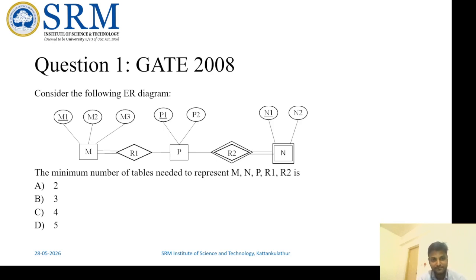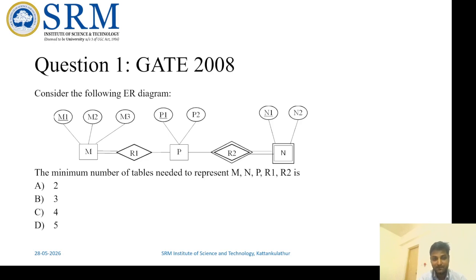But the thing is, in the question, the cardinality of the relations with the entities is not given. But one important thing is given, that they have told the minimum number of tables. Now that is the key concept or the key idea that we have to think about.